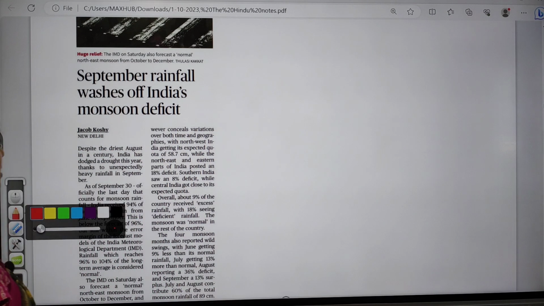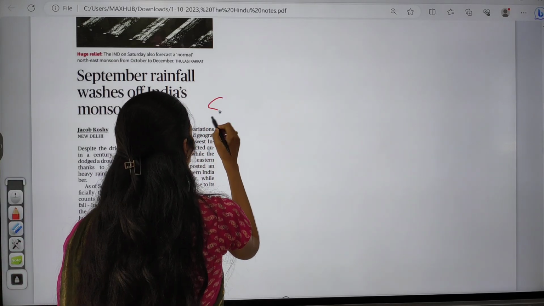Okay, so here you have to know about the monsoon. Monsoon is nothing but the seasonal reversal of wind.